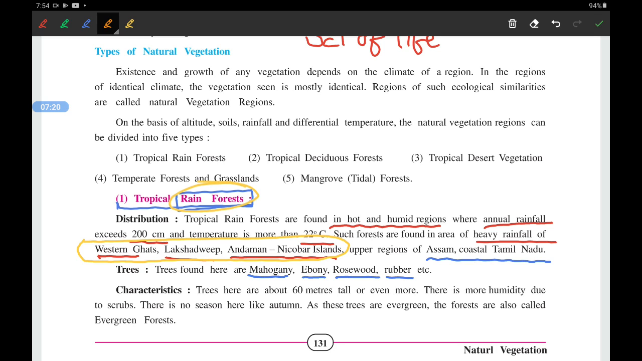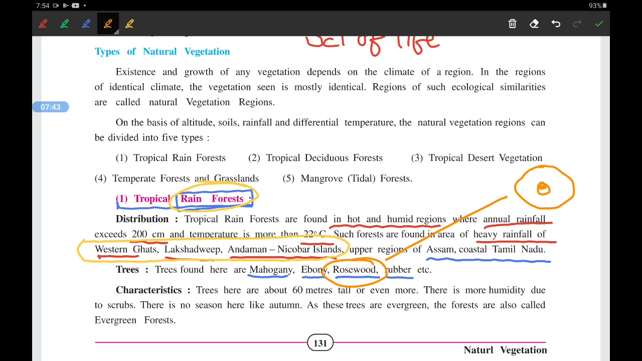Take the tree called rosewood. Why is it called rosewood? Because when the tree is cut, the inside part is almost reddish, exactly like rose color, and that's why this particular wood is known as rosewood. Rubber you already know.